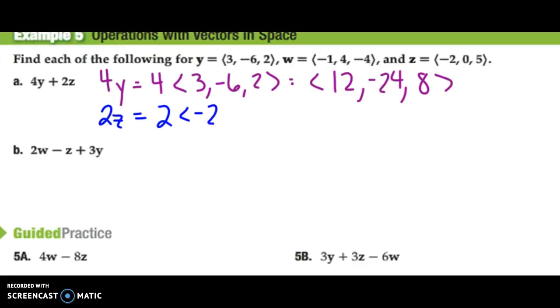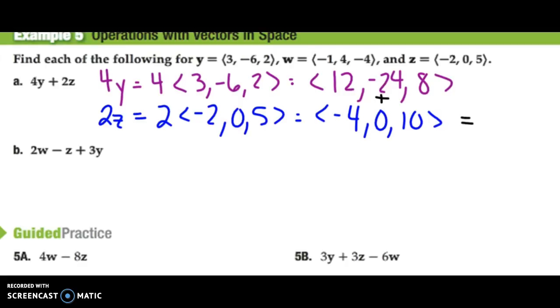And then we want to find what 2z is. And so that's going to be 2 times -2, 0, 5. So -4, 0, 10. And so what I'm going to do then is add those components together. Okay, so 12 plus -4 is 8. -24 plus 0 is -24. 8 plus 10 is 18. So that's what 4y plus 2z is equal to.